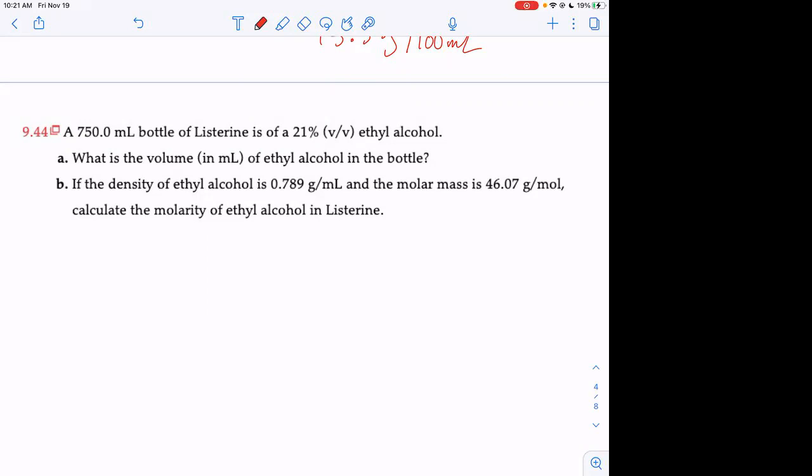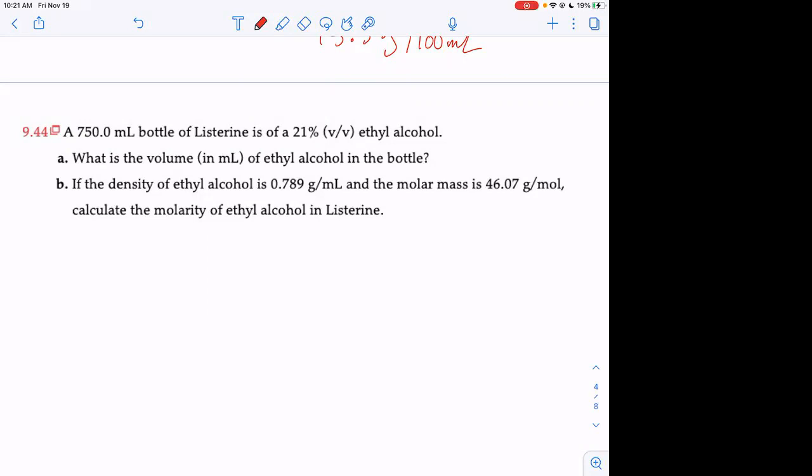So it's 21% ethyl alcohol. That's a high alcohol content. What is the volume in milliliters of ethyl alcohol in the bottle? So ethyl alcohol, again, it's the solute. Listerine is the solution. So how do we do this? How do we do part A?